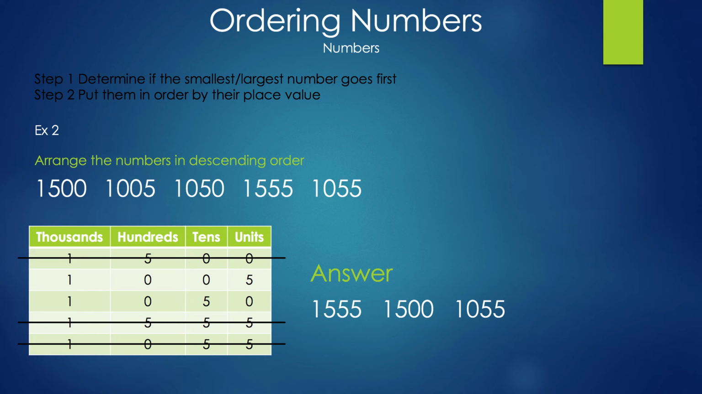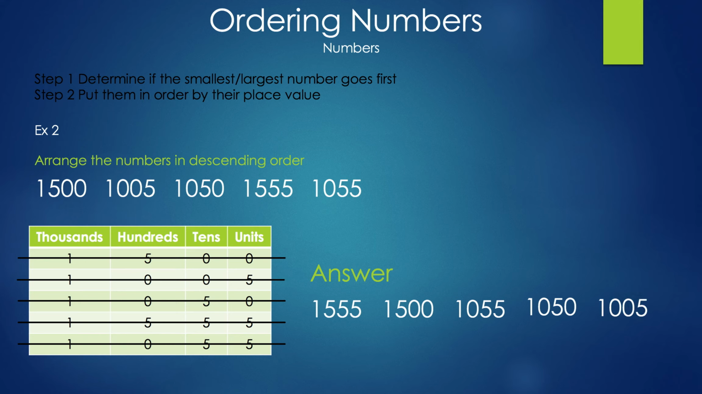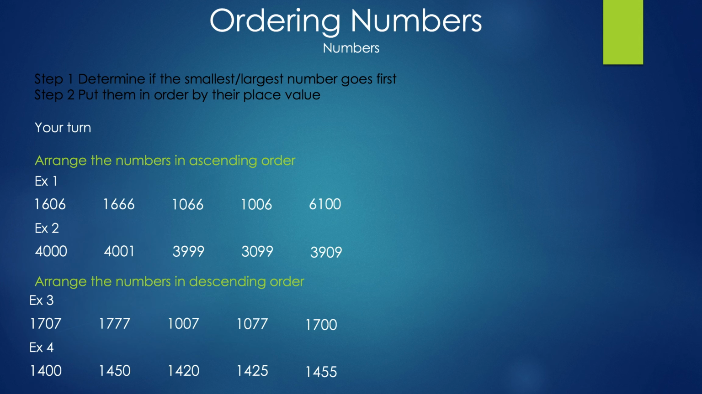So let's go ahead. Thousands compare, the same. Hundreds, the same. So now we need to look at tens. Which one is the bigger number, 5 or 0? It's 5. So now we know the answer. Cross it off, put it in the answer, and there's only 1 left. And so lucky for us, we can just go ahead and cross it off and put it in the answer. So my answer is 1,555, 1,500, 1,055, 1,050, and 1,005.